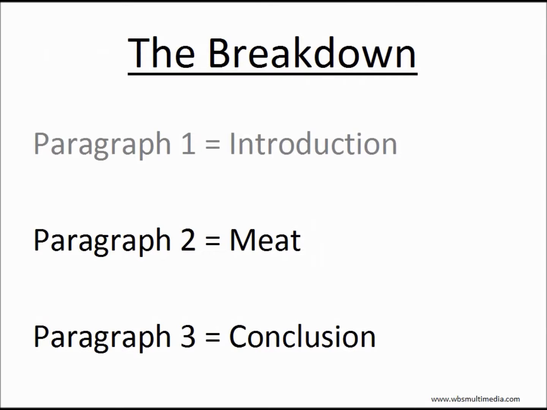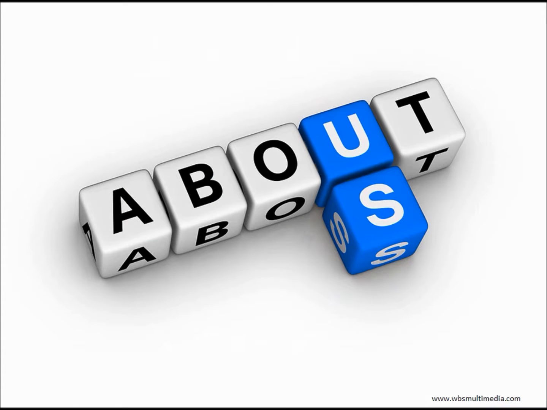Let's break it down. Paragraph 1 should be your introduction. Be sure to open with a line that makes people want to keep reading. Paragraph 2 should be the meat of who you are and what you do. Keep it short and to the point. Paragraph 3 should be the conclusion. You want to repeat what you wrote in paragraph 1, but in different words. Summarize your website here.